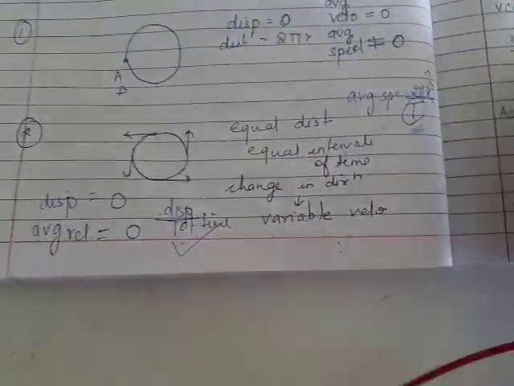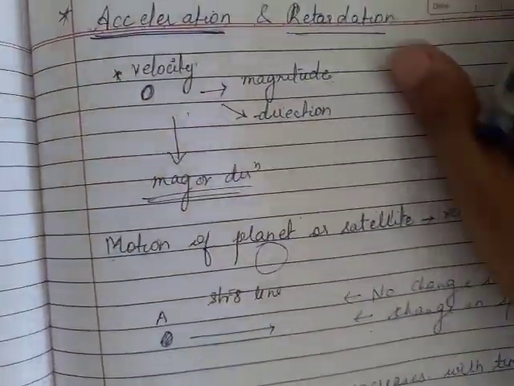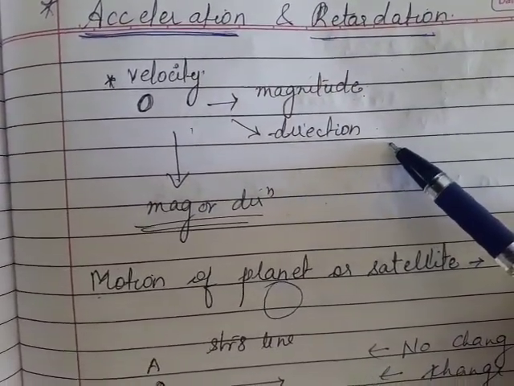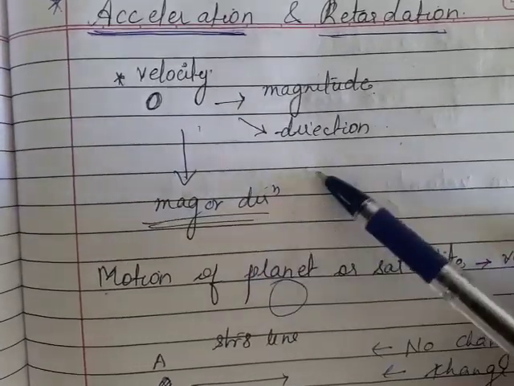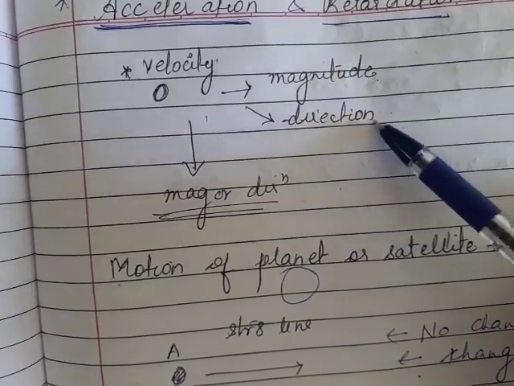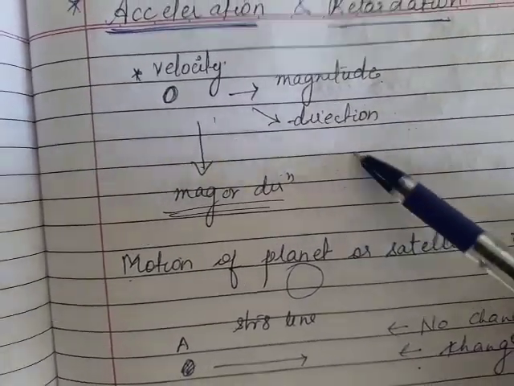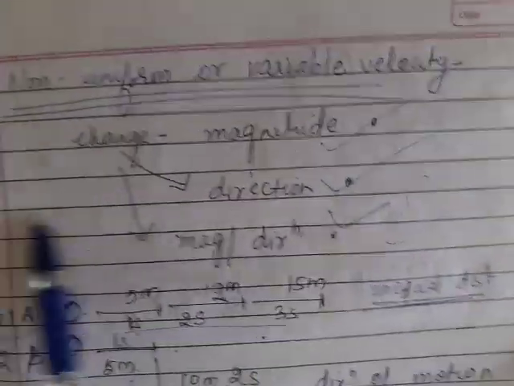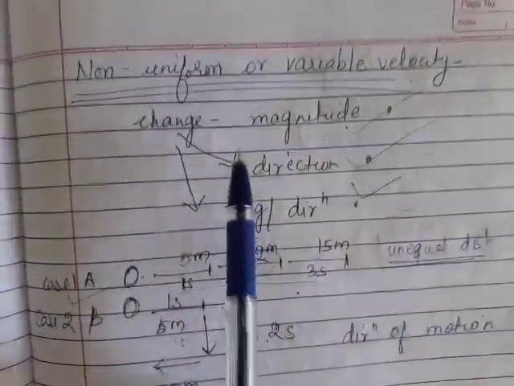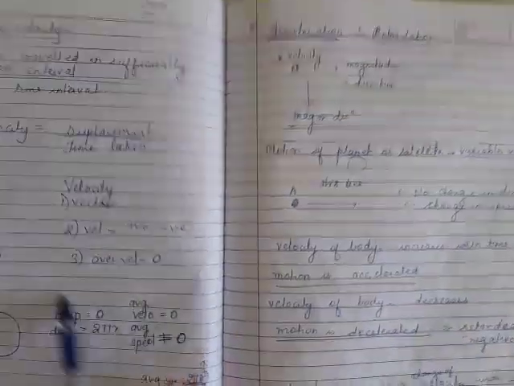So the velocity of the body will always keep on changing. If the velocity of the body changes, it can change because of its magnitude, because of its direction, or because of both magnitude and direction. I had explained the three cases, if you remember, of how there can be non-uniform velocity. You remember, right? Unequal distances, then the direction. This I explained, how non-uniform or variable velocity can occur.